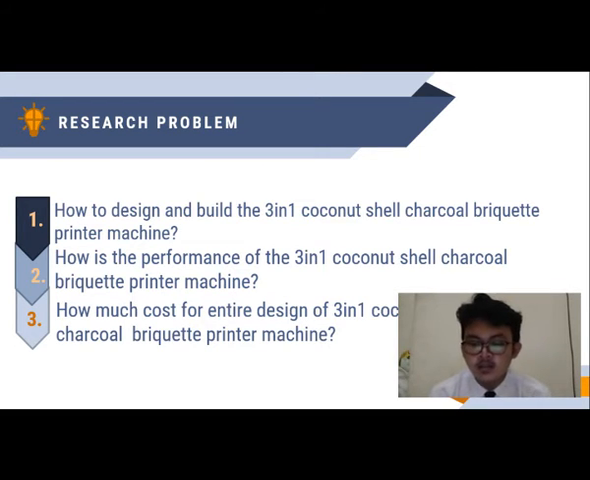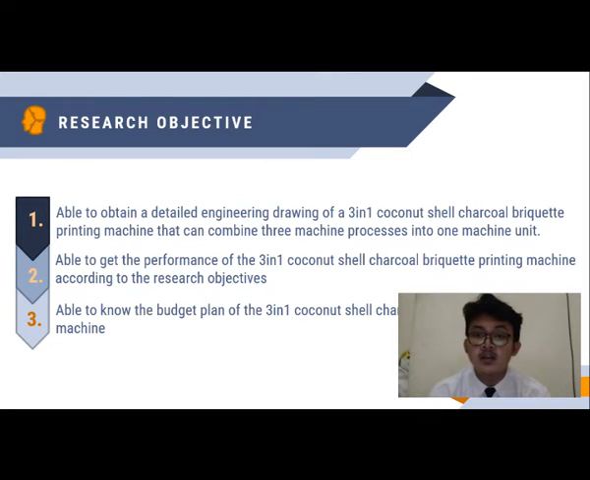The design process will use the VDI method, starting from identifying machine requirements to concept selection, then a technical drawing and planning of supporting components will be made. After that, the tools are assembled and tested. You can watch the appearance at the end of the presentation. For this problem, there are 3 points.